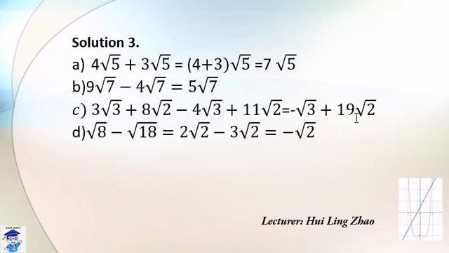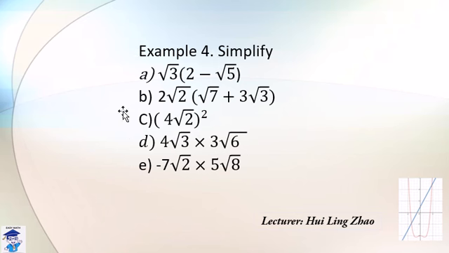So the answer is 19 times square root of 2. Number D, the square root of 8 minus square root of 18. We know that 18 equals 2 times 9, so the second term is 3 times square root of 2. And for the square root of 8, which equals 4 times 2, this one changes into 2 times square root of 2. So the final answer is negative 1 times square root of 2.